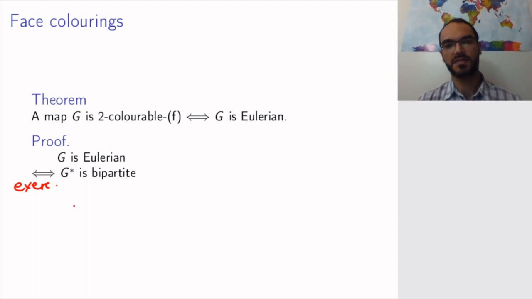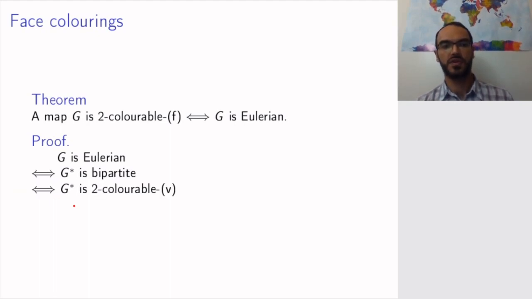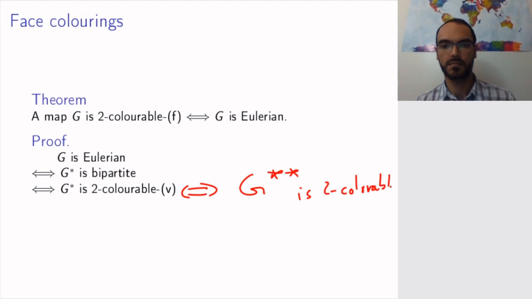The dual graph being bipartite, well, we have already talked about being bipartite being equivalent to being two colorable. So the dual graph is going to be two colorable with respect to the vertices, because we can color the vertices in two colors. But by the previous theorem, the dual being vertex colorable means that the dual of the dual is two colorable with respect to the faces.